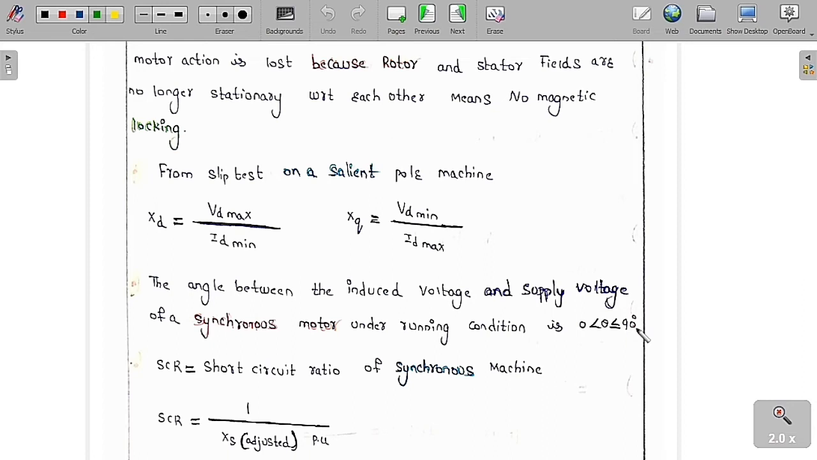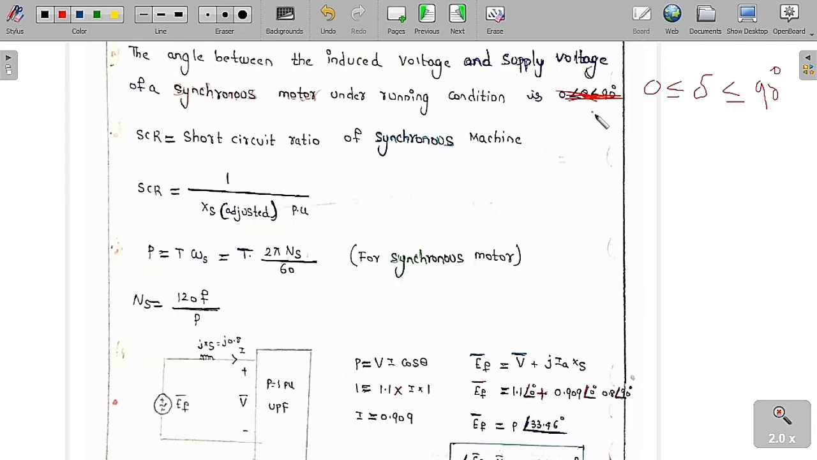So therefore, simply we can say that V is always going to lead the EF in case of the synchronous motor. The angle between the EF and V is nothing but delta. So delta, which is the phase angle between the EF and V, is always going to lie between 0 to 90 degree at the running condition. These things I have already told you in the concept itself.